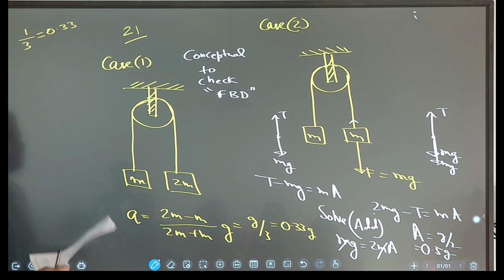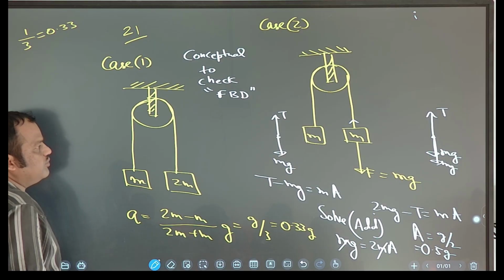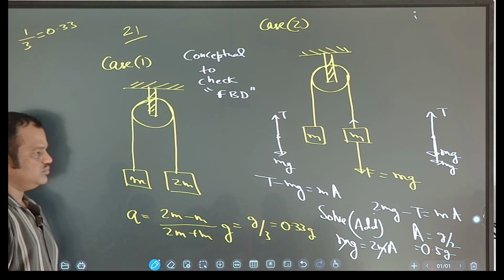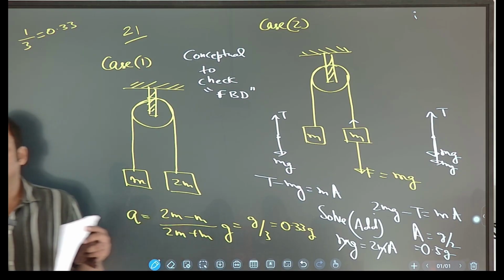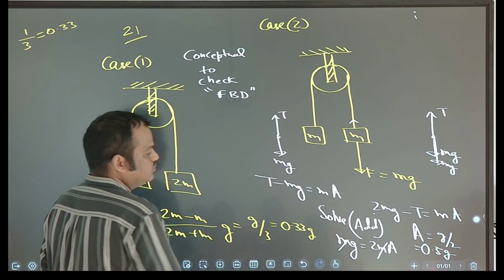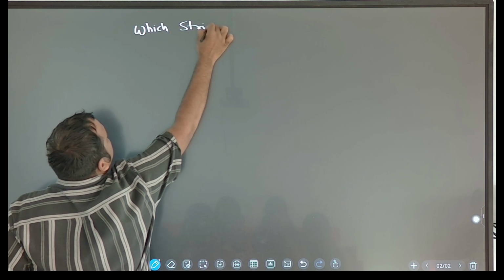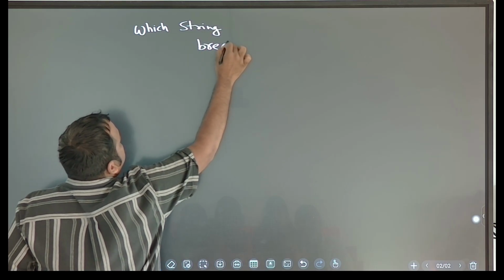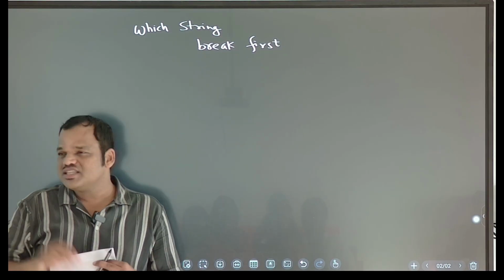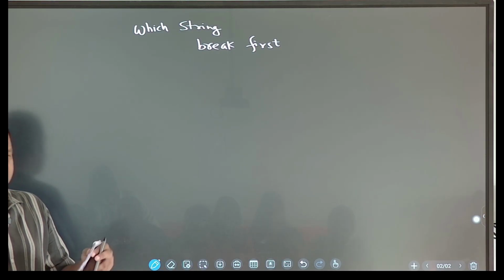Now there is a fifth question. So see fifth question. Okay, clear? See fifth question. You can note down which string break. Which string break first? Why string break? First of all, tell me. Why string will break?